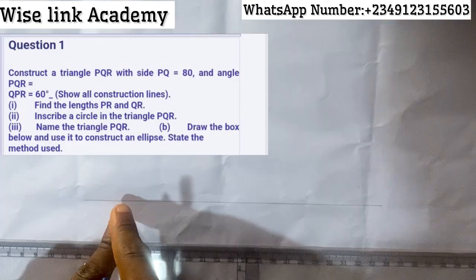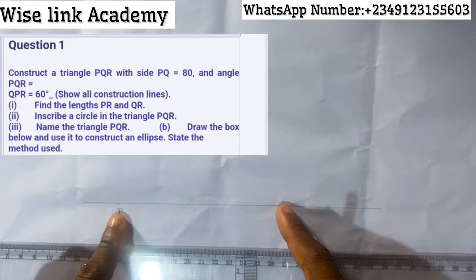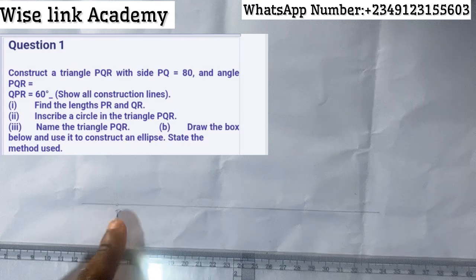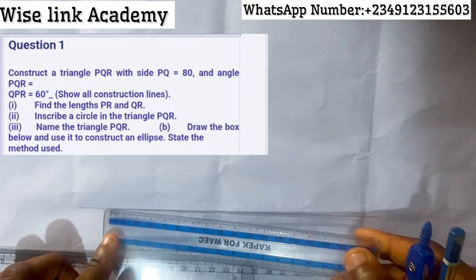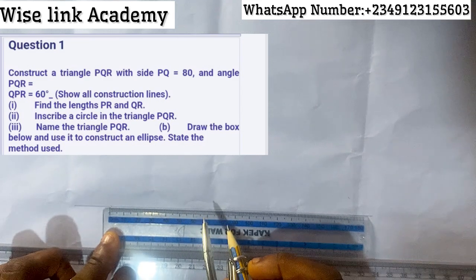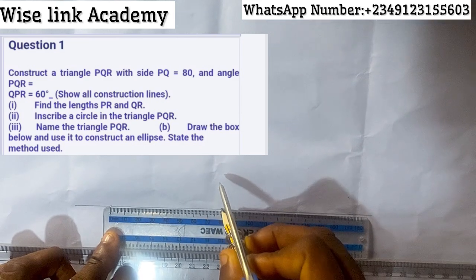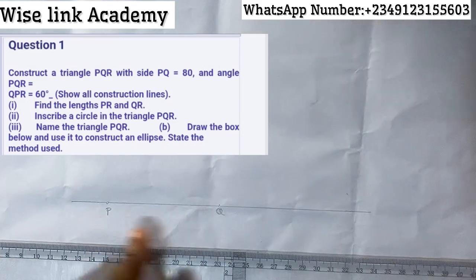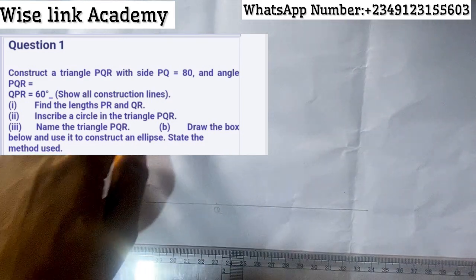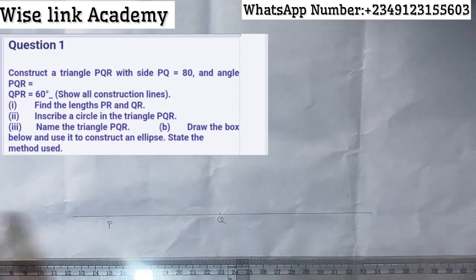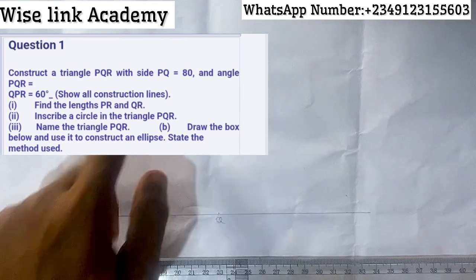For me to get to Q from P, I have to move what? 80. If you observe, it says side PQ is 80. So I'm going to take my meter rule and measure it. From here to this point is 80. So this is my 80 here. That's P. I have my point Q here. So PQ. Finally, I need to get R. So R will be somewhere up here. We don't know where R is yet.